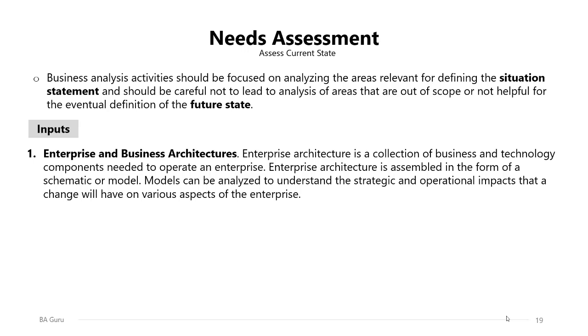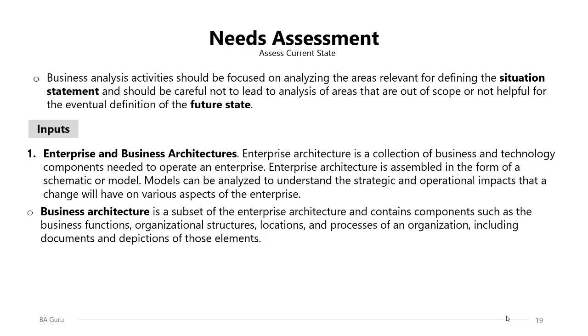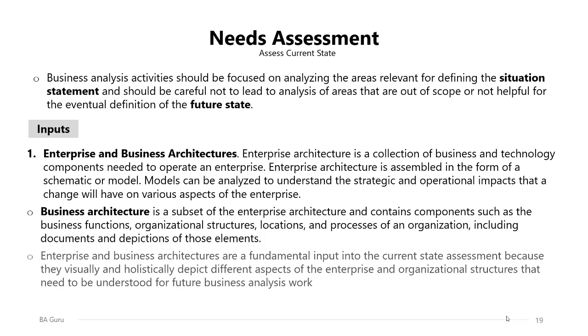This is defined as the enterprise architecture, while the business architecture is a subset of the enterprise architecture and contains components such as the business functions, organizational structures, locations, and processes of an organization, including documents and depictions of those elements. So the business architecture is part or a subset of the enterprise architecture, containing the business functions, the organization structure, the location, and the processes the organization is using.